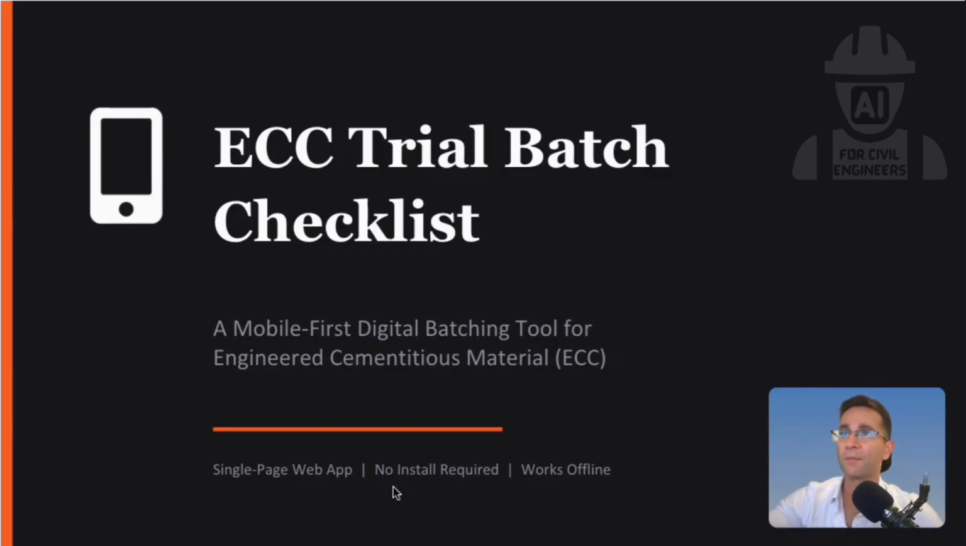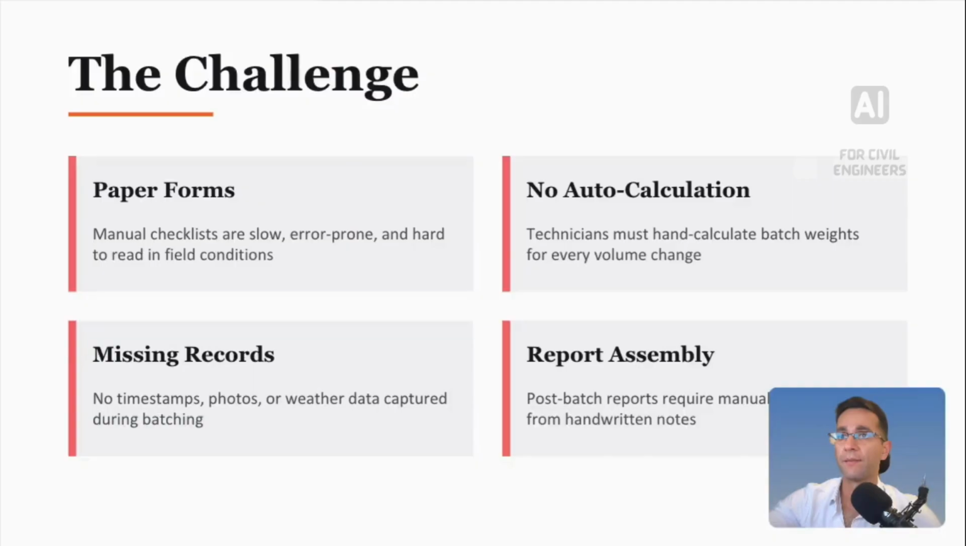If you have an application like this, it's very helpful for both the quality assurance and quality control engineers on site. And the whole process and batching will go smoothly on site. So here is the engineered cementitious composite trial batch checklist, and it's a mobile-first digital batching tool for engineered cementitious material. It is a single page web application, no installation required, and it does work offline.